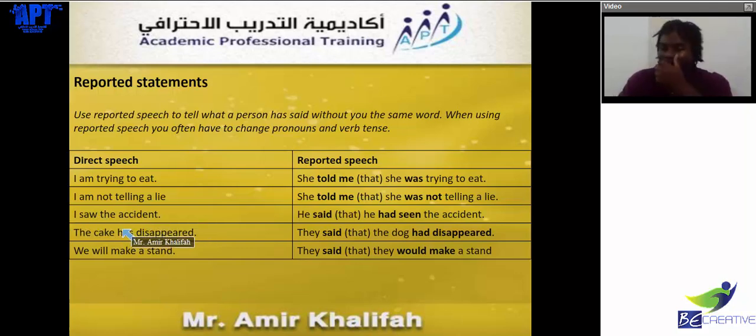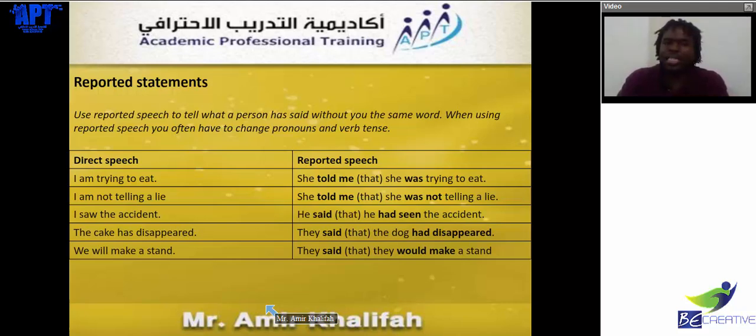Here we have past. In case you have past, we're going to use past perfect. So we're always going to be changing the tense one step behind. I saw the accident. That's past. He said that he had seen the accident. Here we have past perfect.